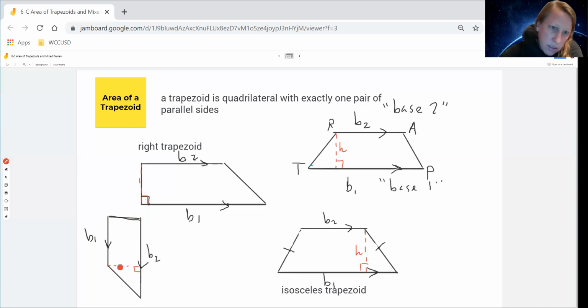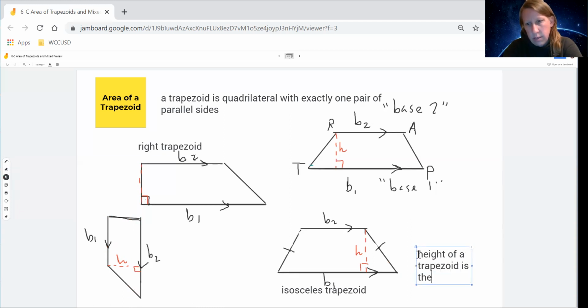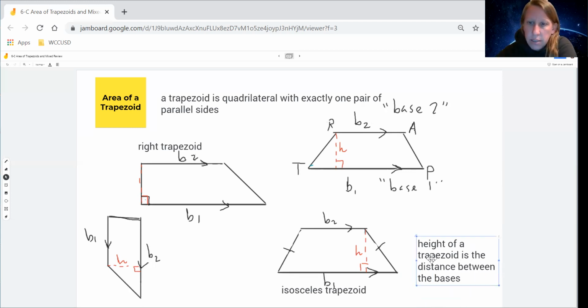It's kind of strange. You might think it's this because this is how tall it is, but the height is the distance between the bases. I'm going to write that down. The height of a trapezoid is the distance between the bases.